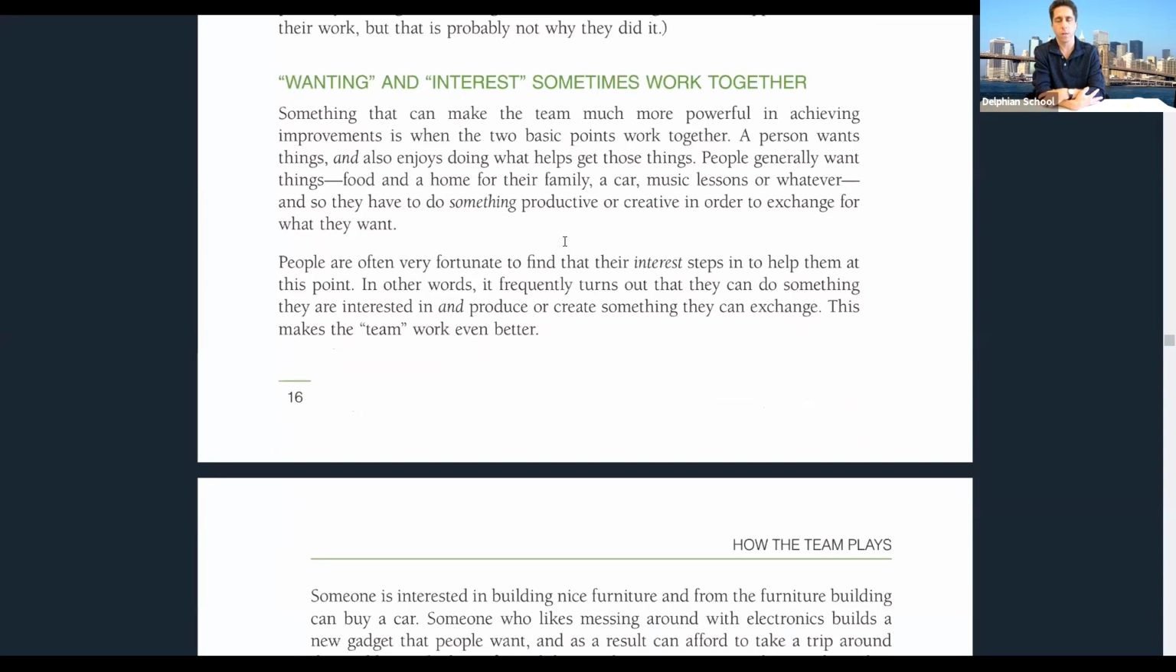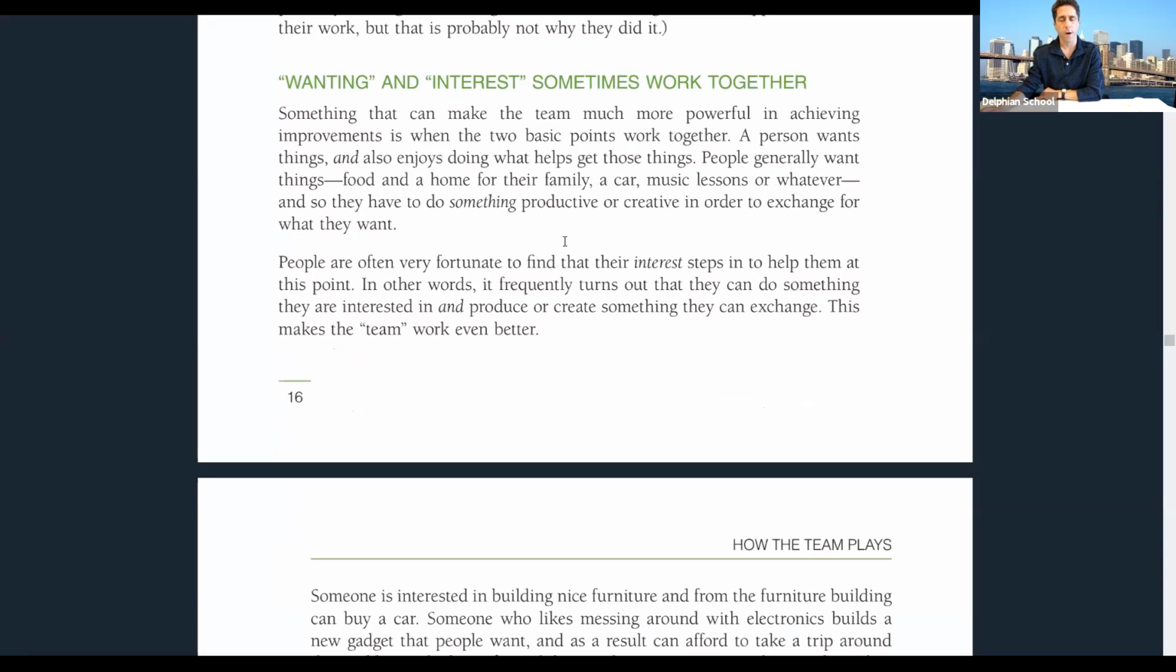Wanting and interest sometimes work together. Something that can make the team much more powerful in achieving improvements is when the two basic points work together. A person wants things and also enjoys doing what helps get those things. People generally want things: food and a home for their family, a car, music lessons, or whatever. And so they have to do something productive or creative in order to exchange for what they want.